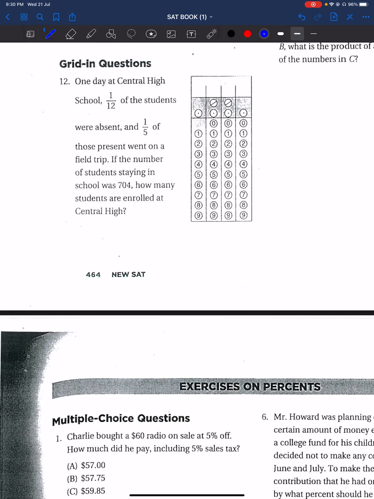One day at Central High School, 1 over 12 of students were absent. So let's say X is the total number of students. So 1 over 12 were absent. And 1 over 5 of those present. So what are the present students? They are 11 over 12, which is the rest of those. So 11 over 12 of X, 1/5 of them went on a field trip.